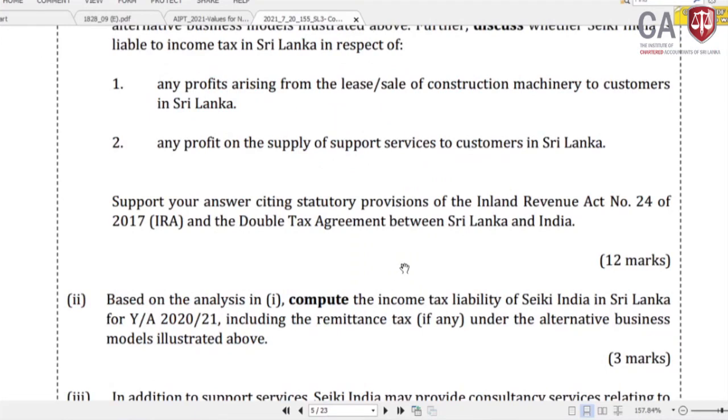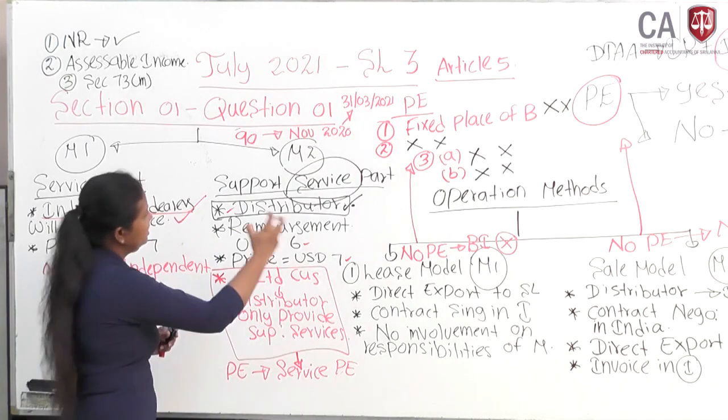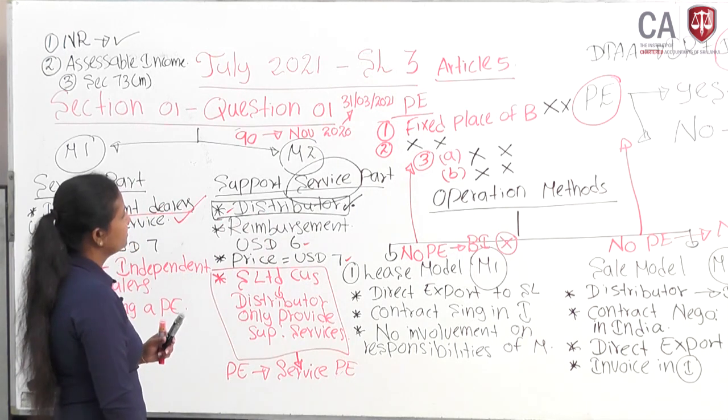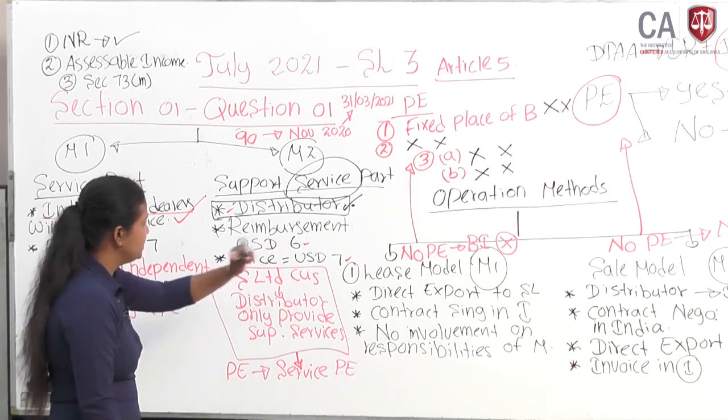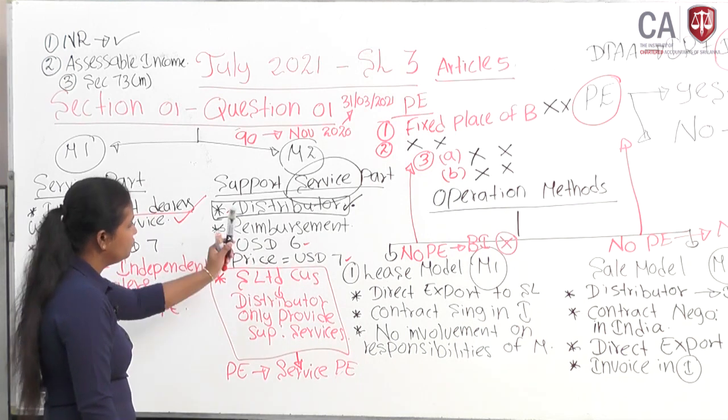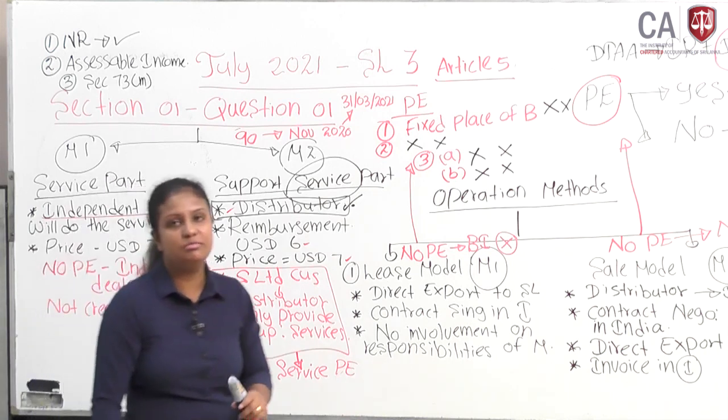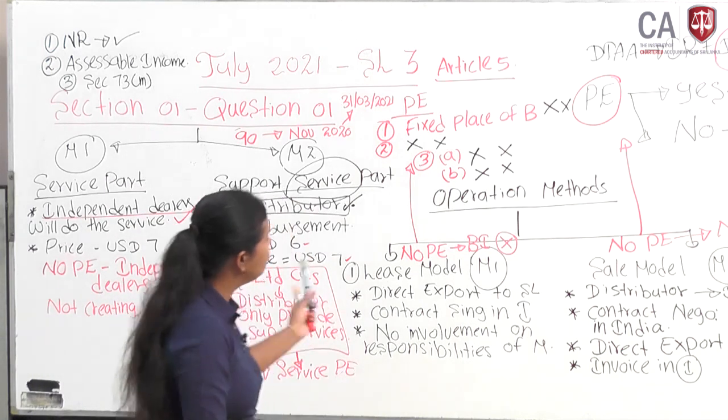Next one, for the 3 marks: based on the analysis in 1, what we have done, compute the income tax liability of Seiki India in Sri Lanka for the year of assessment 2021, including the remittance tax, if any, under the alternative business models illustrated above. Now, only the PE is created in model 2, the support services part. In that, there is a price of $7 and a cost of $6 for Seiki India. You need to compute the income tax liability of Seiki India from the PE.